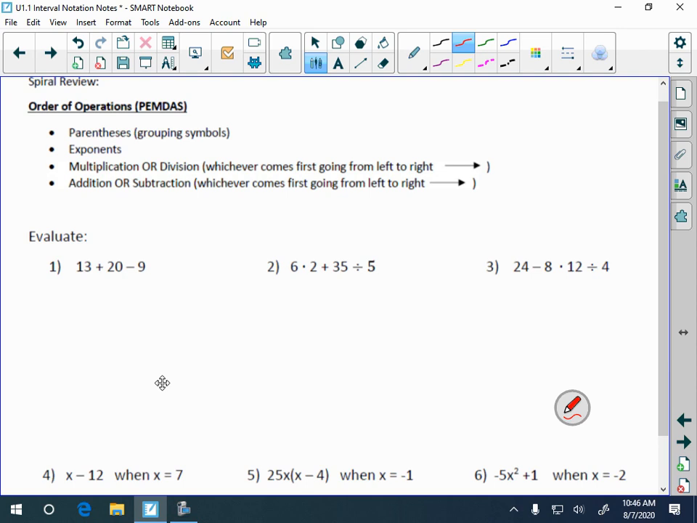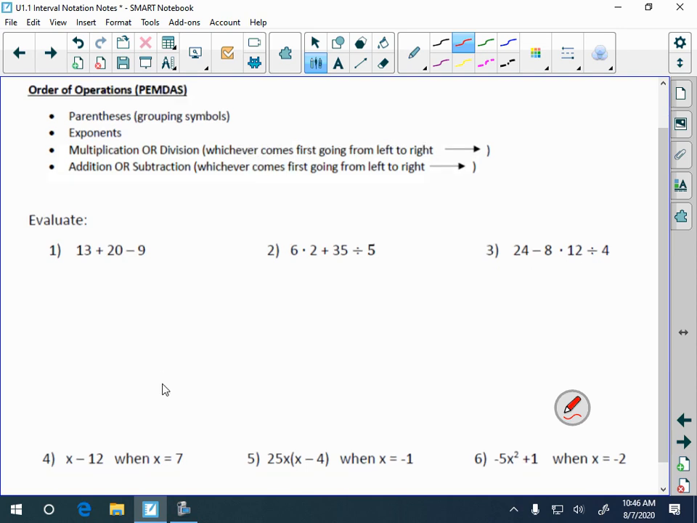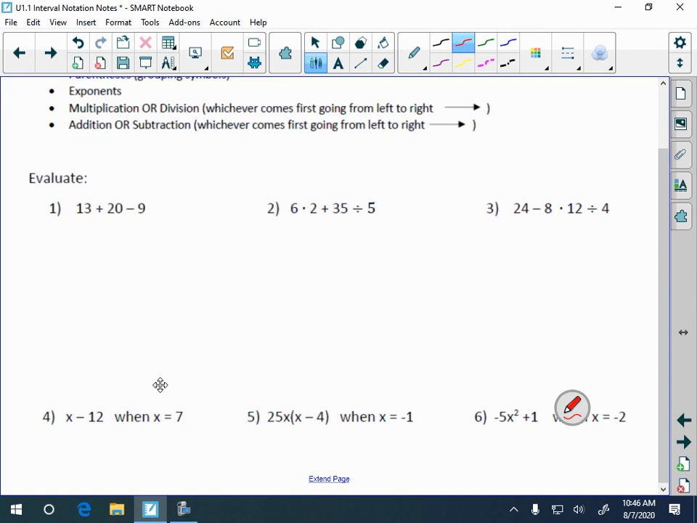Again, if subtraction comes first, going left to right, then do the subtraction first, then addition. Or if addition comes first, do addition and then subtraction. All right, so let's go ahead and look at each of these. So we're evaluating, finding a value for each of these.